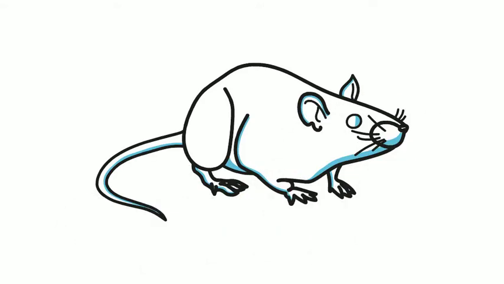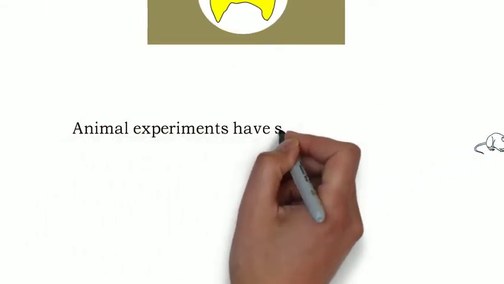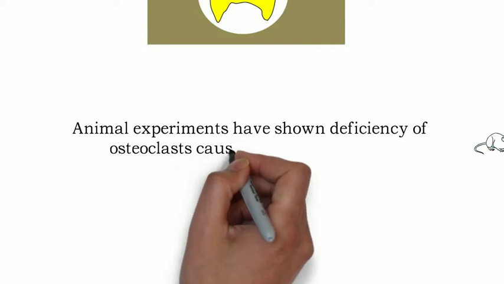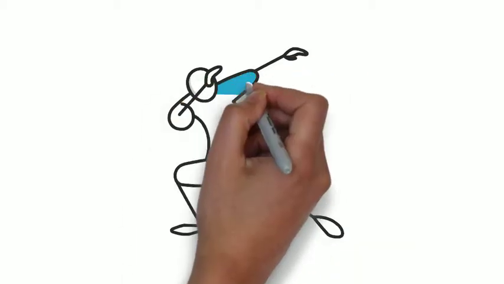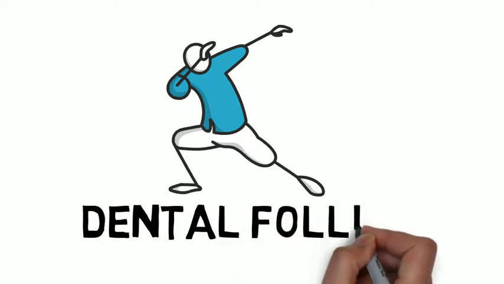Also, it has been shown in animal experiments that deficiency of osteoclasts causes failure in eruption. These experiments all suggest that the power of tooth eruption is not in the tooth but in the dental follicle or the surrounding bone.